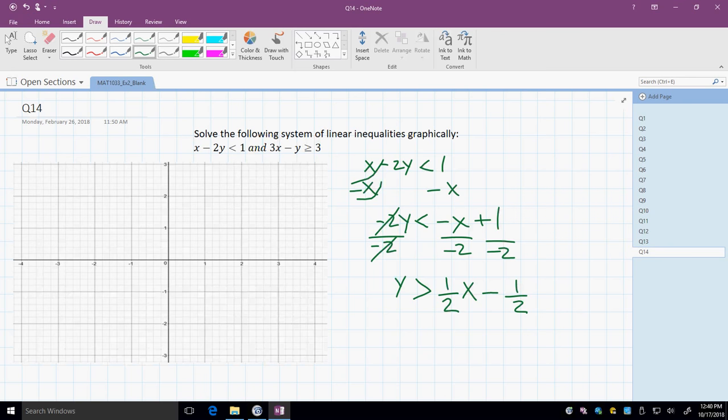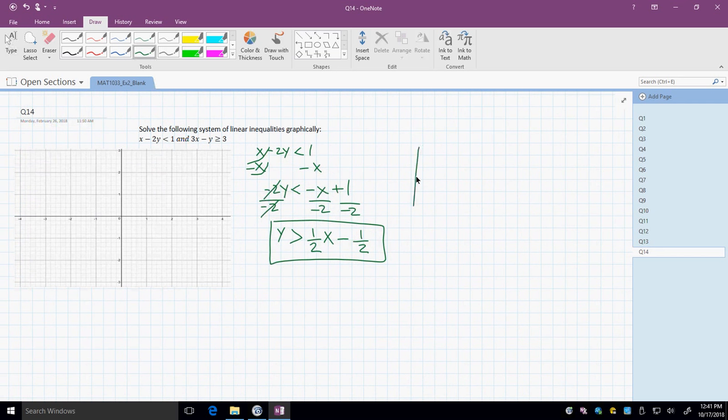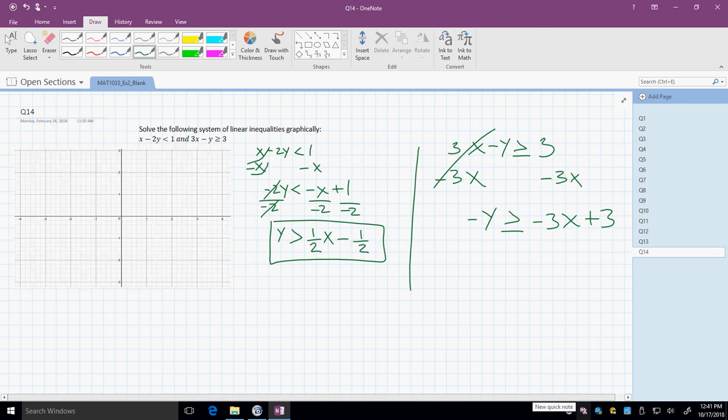Okay, good. That is the equation that we're going to use to graph. Now the second equation is 3x minus y greater than or equal to 3. I'm going to subtract 3x on both sides of the inequality. This cancels. Now I have negative y greater than or equal to negative 3x plus 3. I'm solving for y, not for negative y, so I need to multiply everything by negative 1.